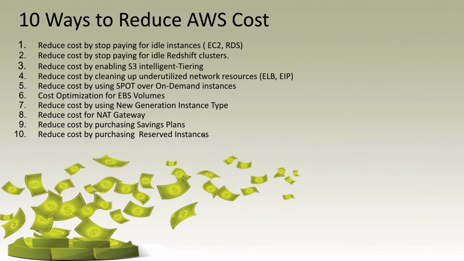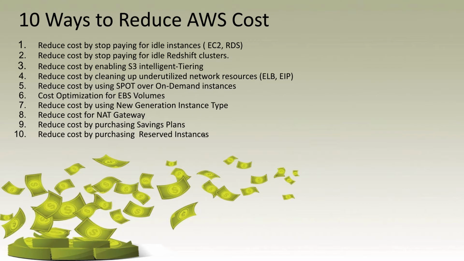Another way with EBS volumes is you can find the old snapshots. Sometimes we keep on taking snapshots, but we don't delete our old snapshots, and those are not useful for us. So you can find all those old snapshots and delete them and save some money as well.